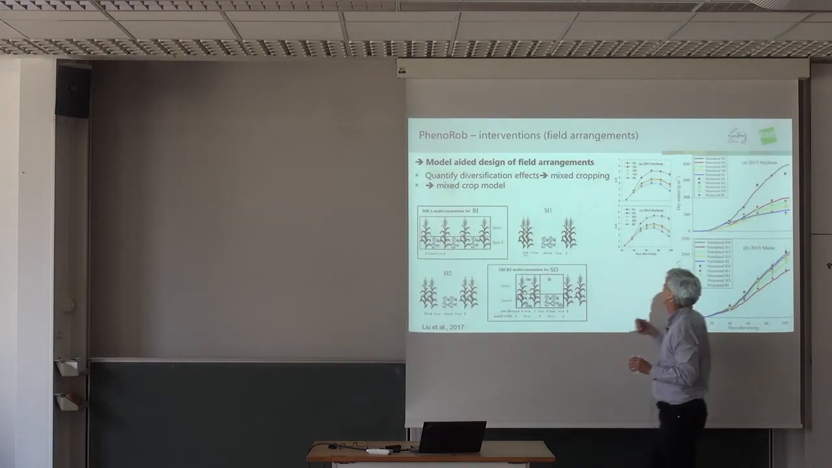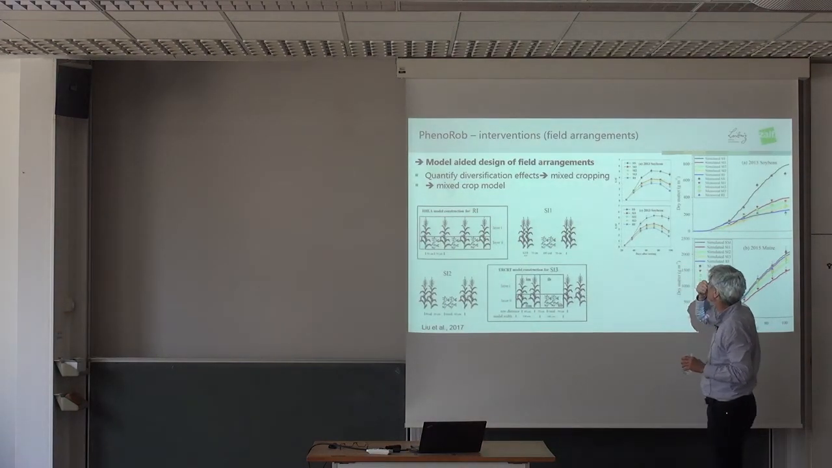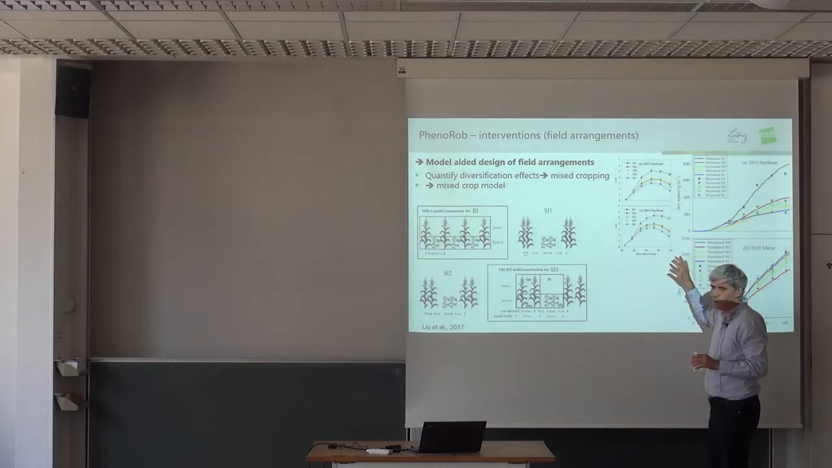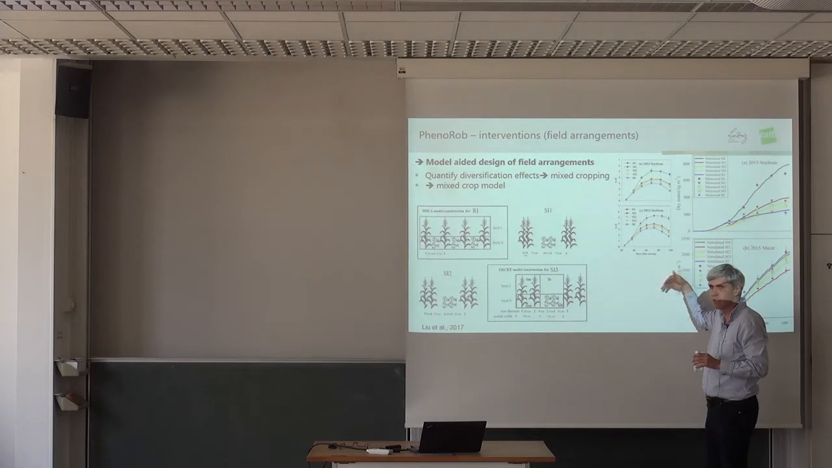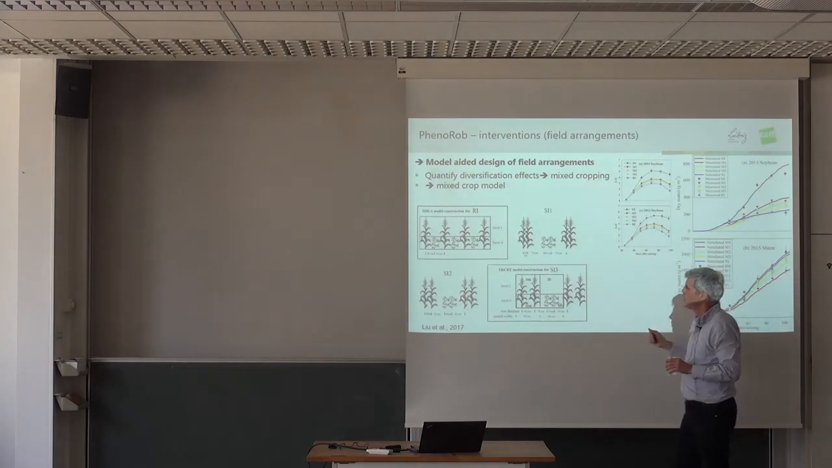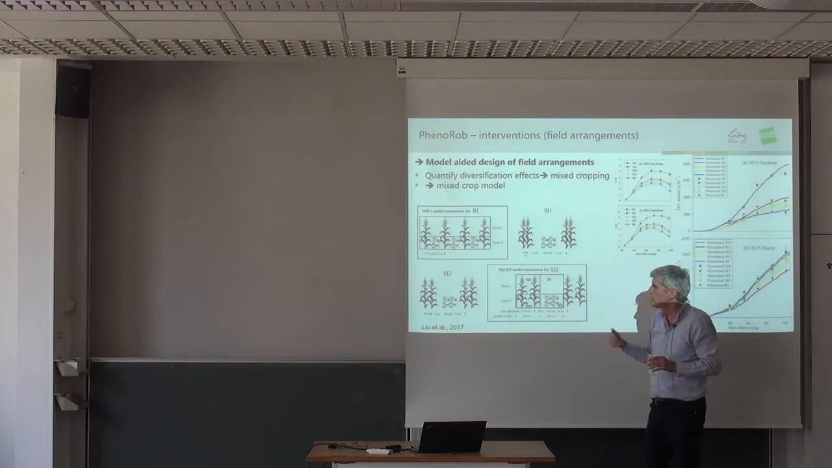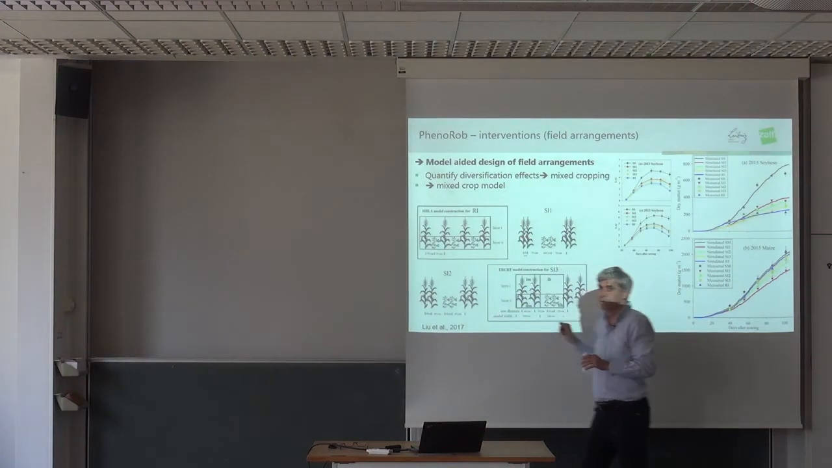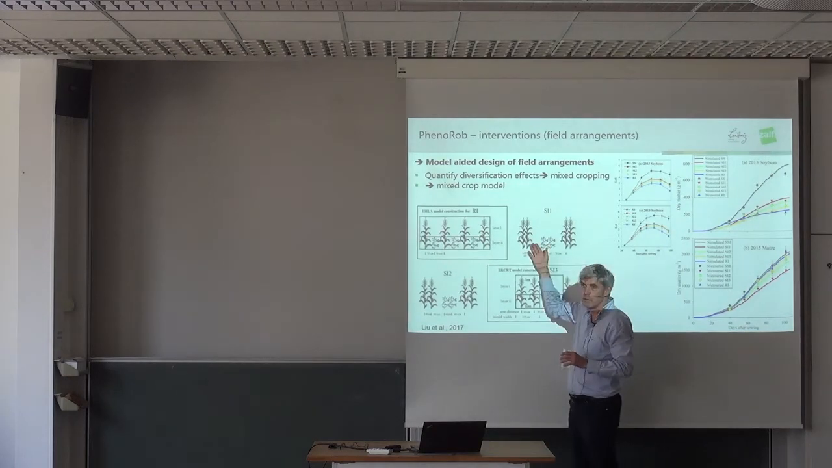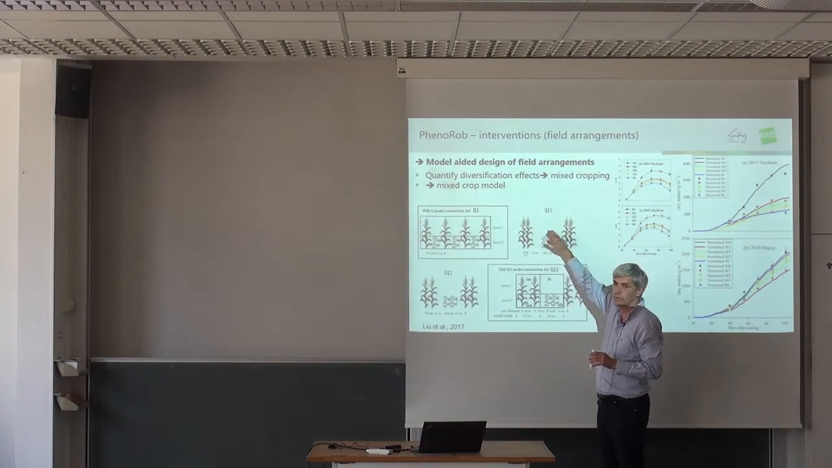In this paper there are also graphs on light interception. They have measured light interception and simulated light interception. So as a starting point, you can pretty much use present crop models. I call them here mixed crop model. You have a model for soybean, you have a model for maize, and you account for the radiation.